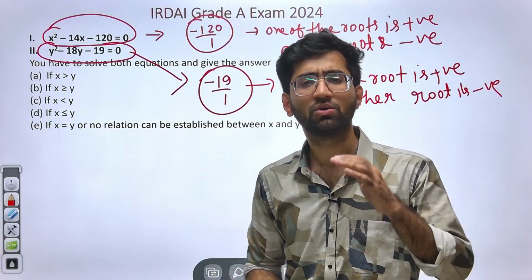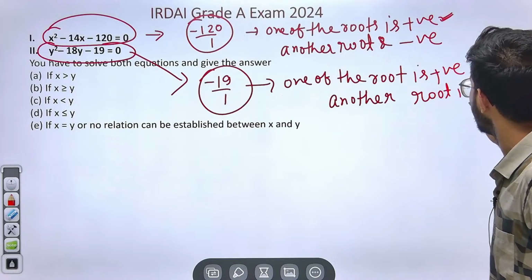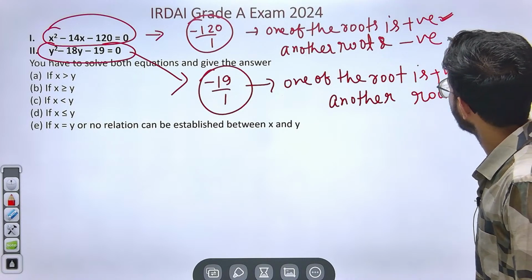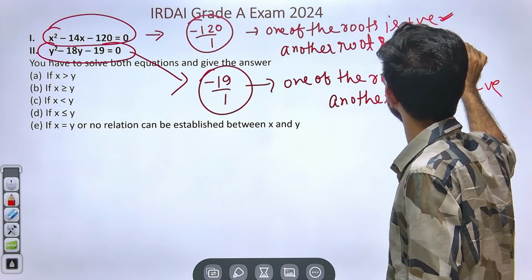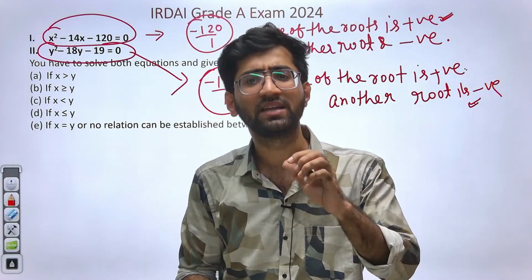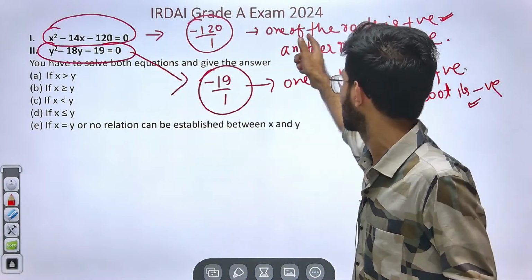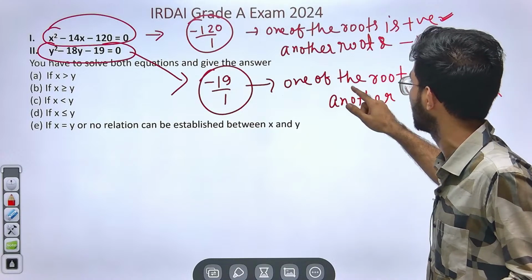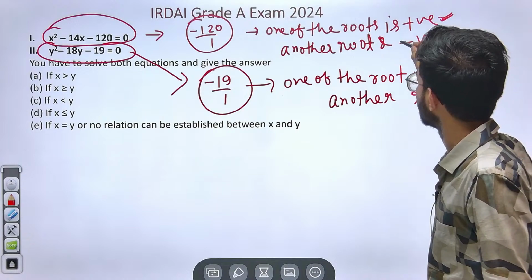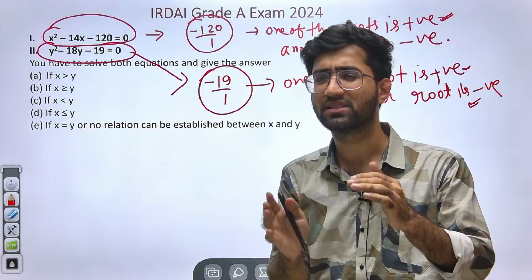So you should be able to think that this positive root will obviously be greater than this negative root, and this positive root will obviously be greater than this negative root, right? Positive values will always be greater than negative values. So you will be able to say that at least one of the roots of this quadratic equation is greater than one of the roots of the other, and one of the roots is definitely greater than the roots of this quadratic equation. But you don't have to think about these things a lot.